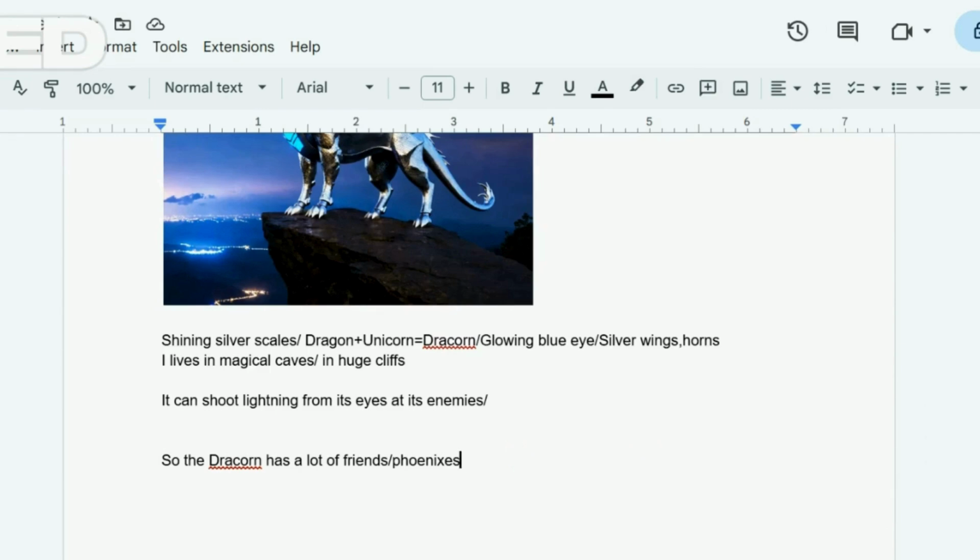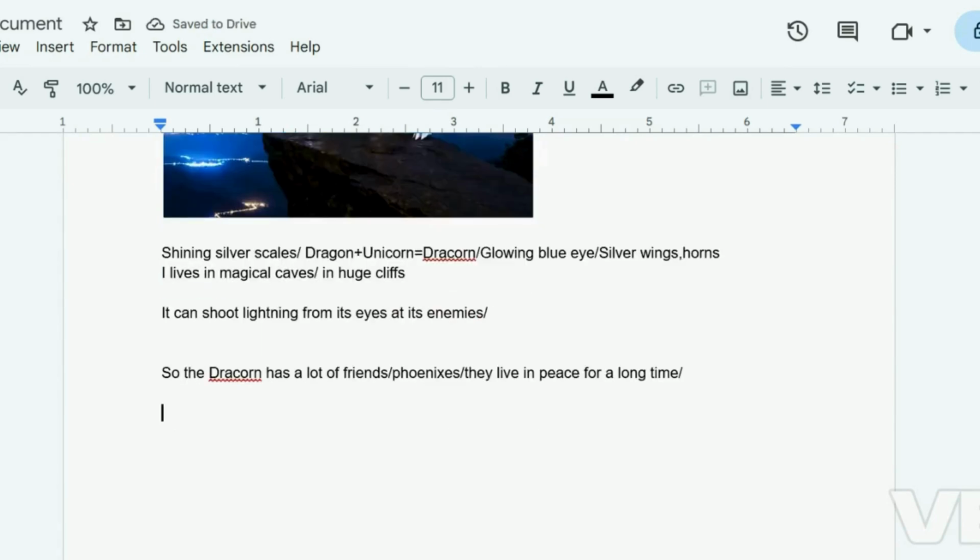So now let's continue with the plot. Phoenixes. So they lived in peace for a long time. And now let's add the twist. Twist is where something bad happens in the story. Something bad or something very good. It's like the intense point of the story where everything changes.